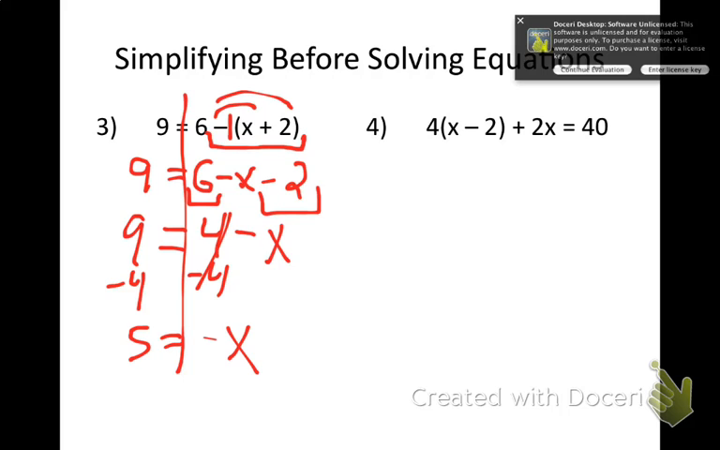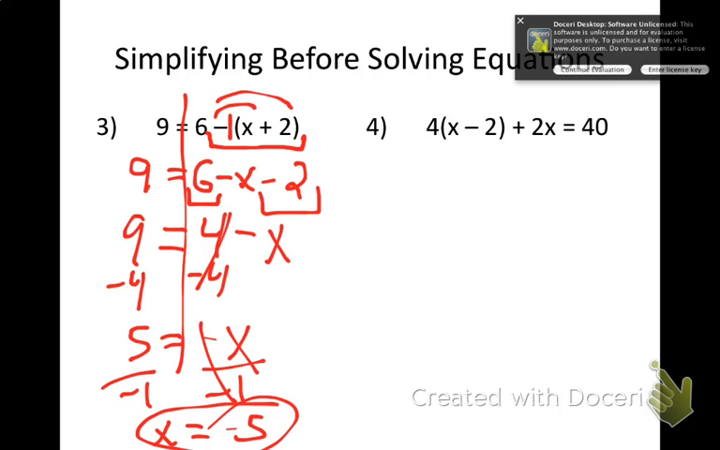Is that my answer now? No, x is not alone. What's in front of that x? It's a negative 1. So I divide everything by that negative 1, giving me my answer now, x equals negative 5. Do remember that we don't want to get a negative in front. We want to solve for just the single variable.